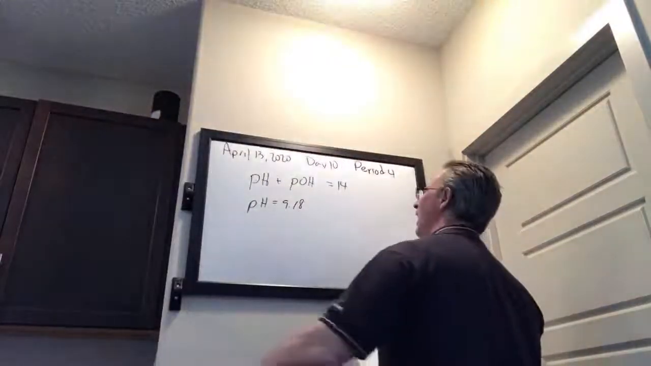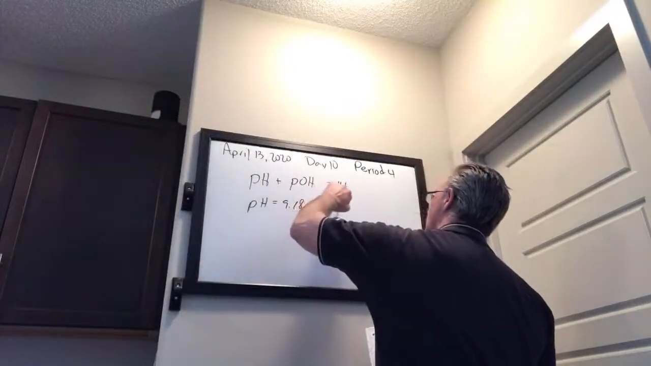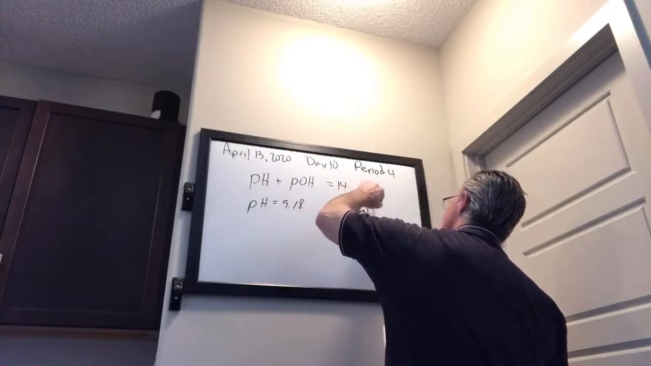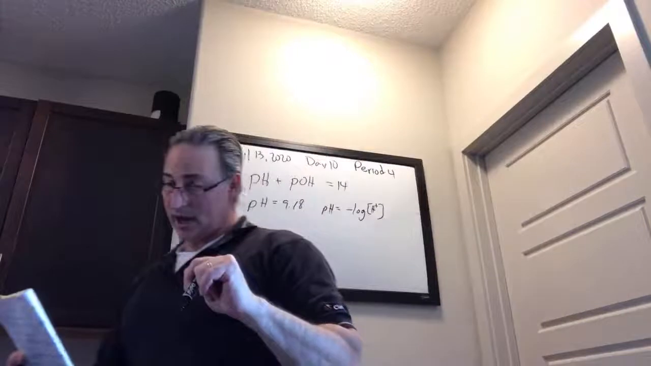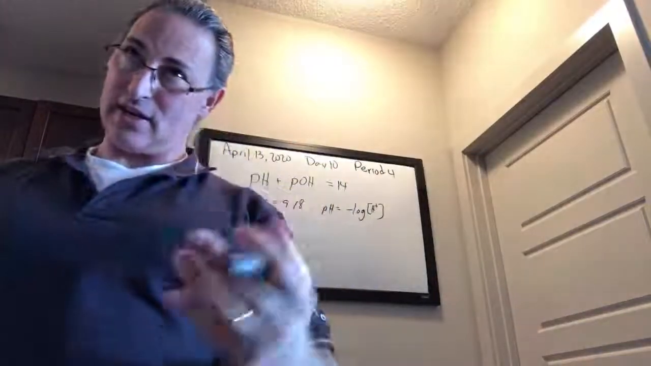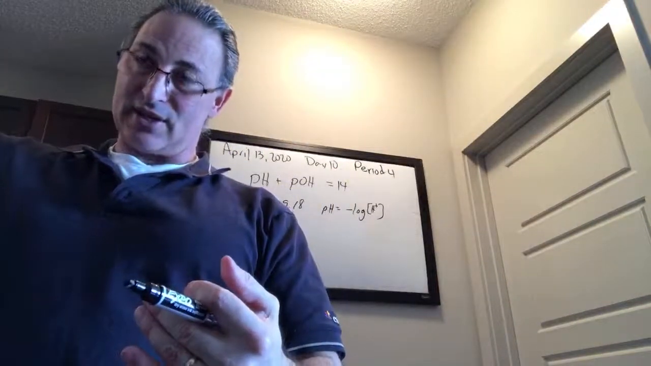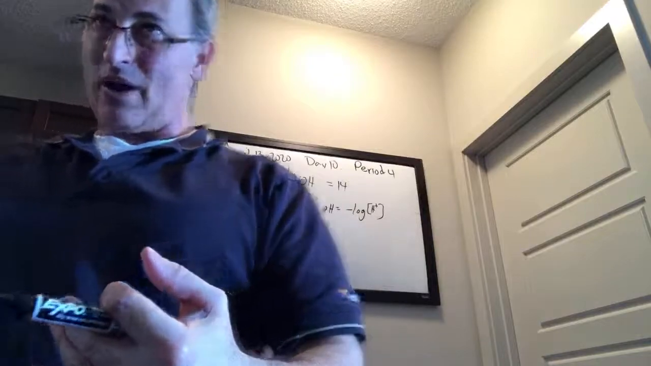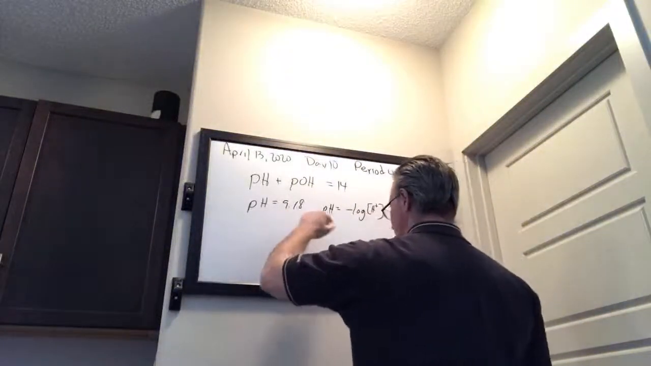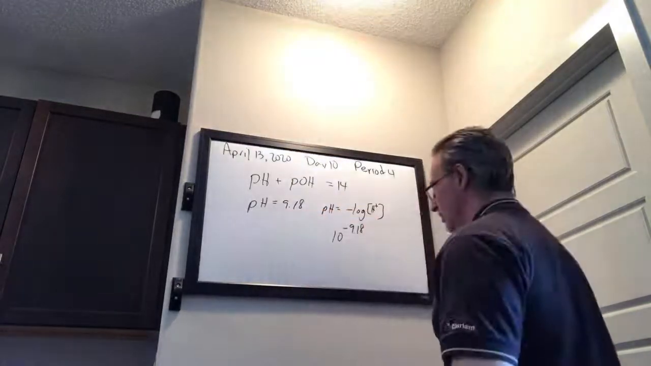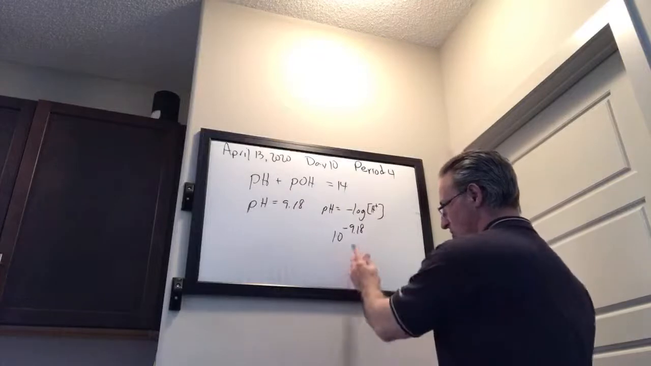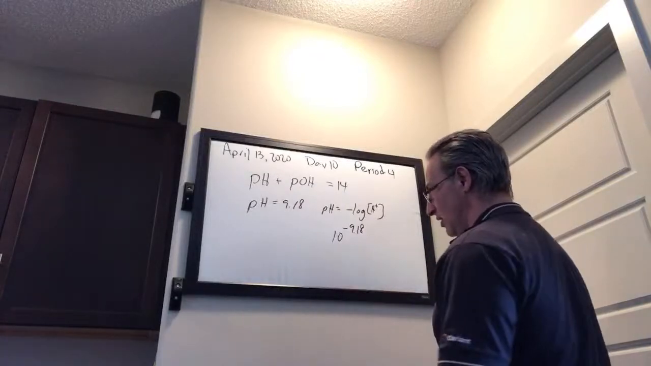So they say pH equals 9.18. And because pH is equal to negative log of H plus concentration, if you press the inverse log button on your calculator, what you're doing is taking 10 and raising it to whatever power that number is. So in this case, what you would do is take 10 to the negative 9.18. Okay, that's the inverse log. That's what your calculator is doing when you press inverse log.